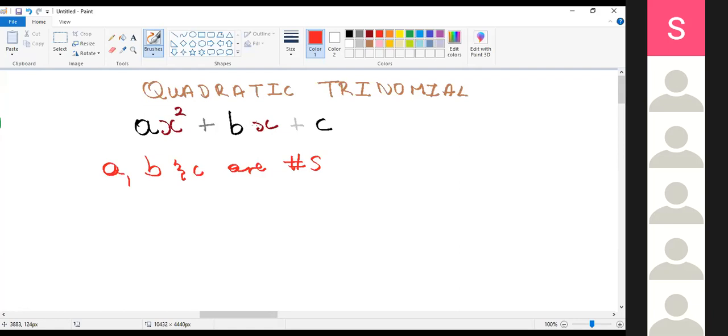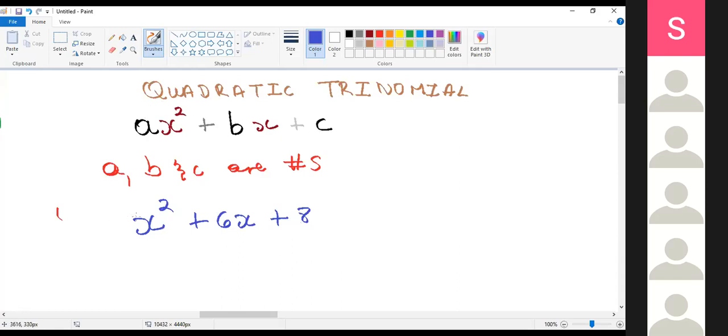So let's take, for example, a quadratic trinomial that looks like this: x squared plus 6x plus 8. So this is a trinomial. It's a quadratic because you have this squared here. It's a trinomial because you have the 1, 2, 3 parts of it. And we can identify a, b, and c.